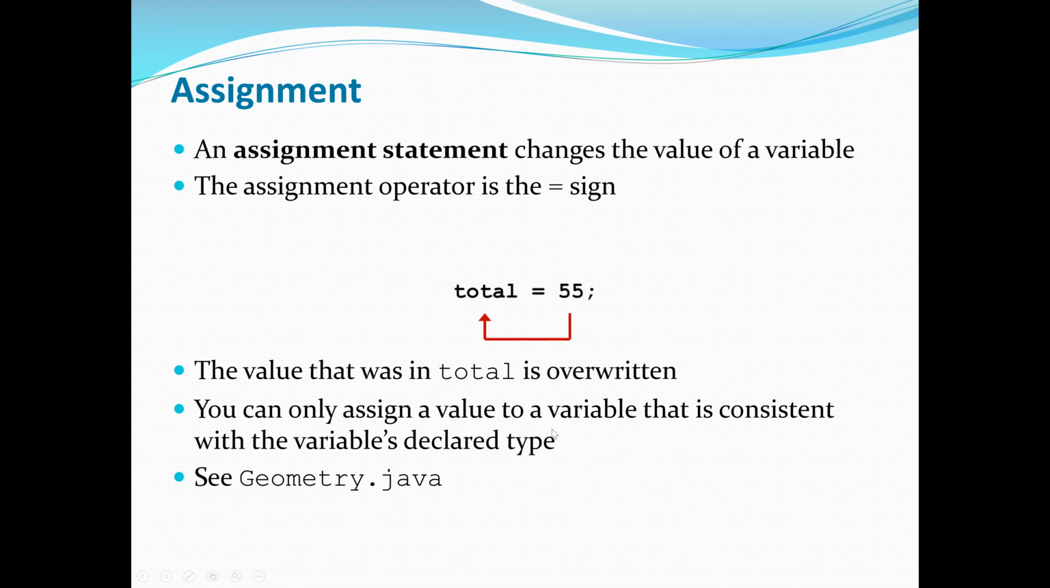So you can only assign a value to a variable that is consistent with the variable's declared type. So for example, the variable total, we declare it as integer. So it's a whole number. This is correct. Now, if the variable is declared as int and I'm assigning 55.3, or I'm assigning "welcome to Java", that's a string, I will get an error. So here we are saying that you can only assign a value to a variable that is consistent with the variable data type. So let's see the example Geometry.java.